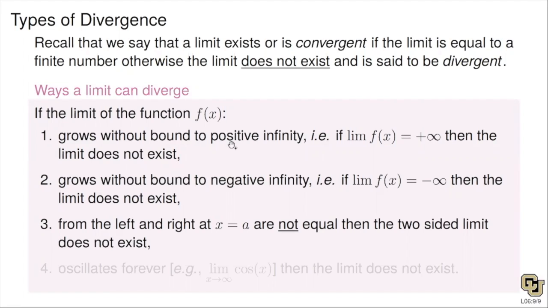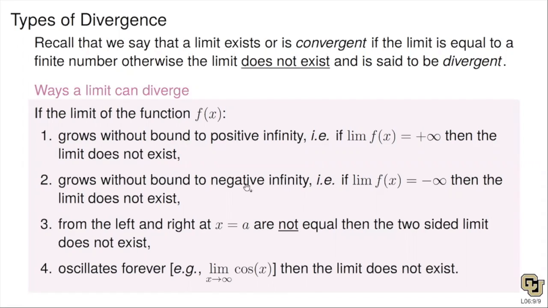A third way, and this is the main thing we had studied in the theory before we brought infinity into the picture, was for a regular two-sided limit. If the limit from the left and the right doesn't exist, then the limit doesn't exist. That's kind of the theory we started with. This was before we brought infinity into the picture.